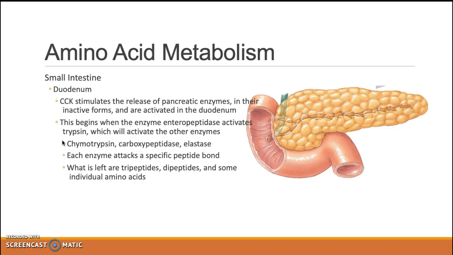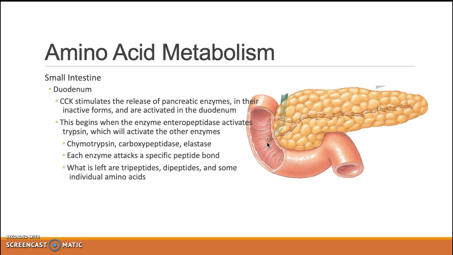Once the food has been mixed with the gastric juices, now we call it chyme, and that chyme is going to leave through the pyloric sphincter and enter the small intestine, specifically the duodenum, this first portion. And when food enters the duodenum, the hormone CCK, or cholecystokinin, is going to be released, and that's going to stimulate the pancreas to release all of its pancreatic enzymes, again in an inactive form. And once they are secreted into the duodenum, they are going to be activated there.